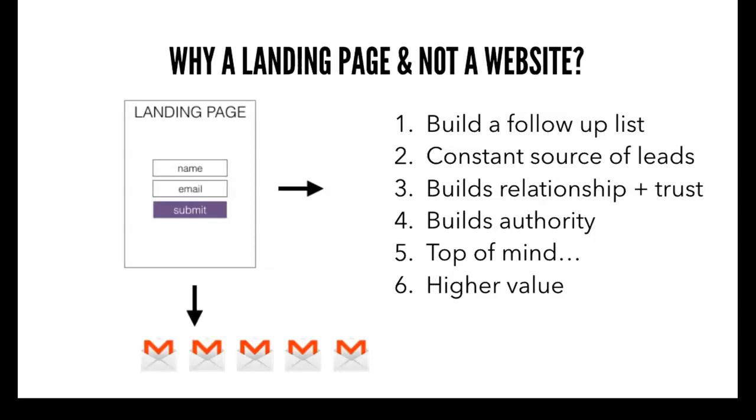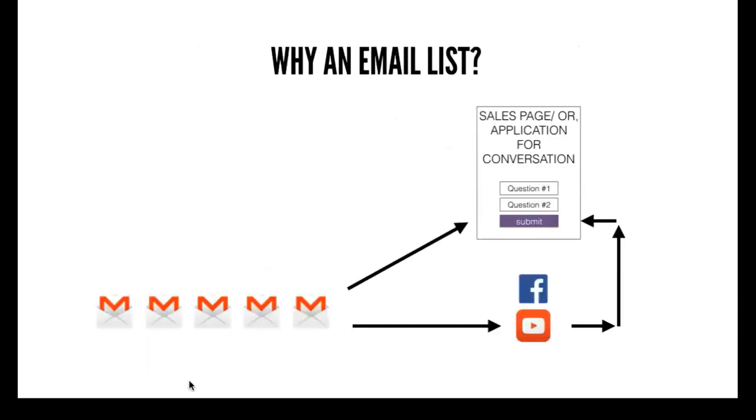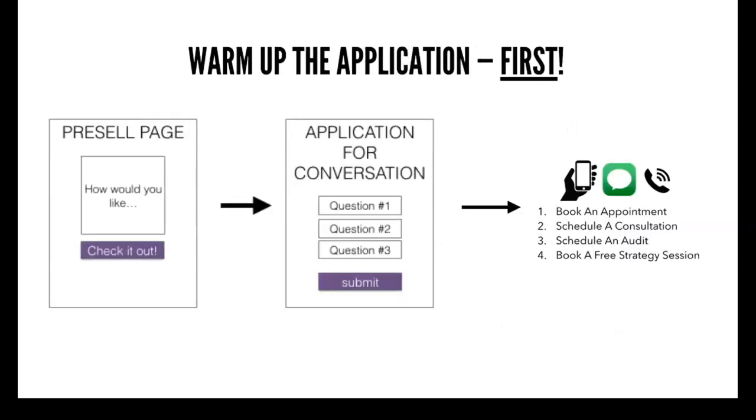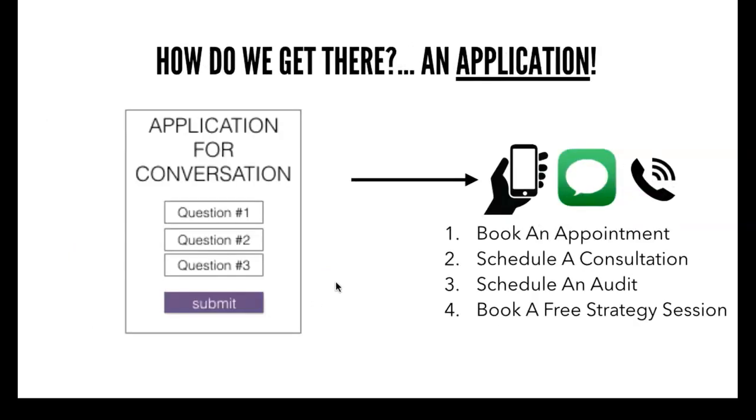That is the purpose of an email list. And actually, I went into it here. Another thing an email list allows you to do is send people in different directions. From your email list, you can send them back to the original application page. Now, I'm going to jump backwards here.